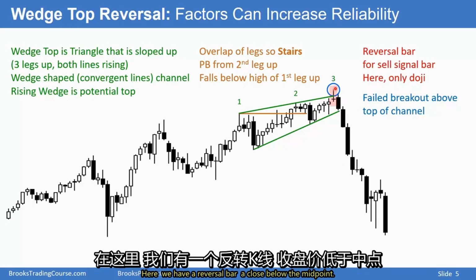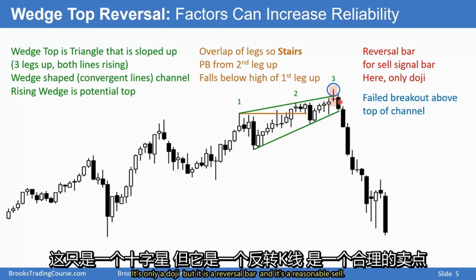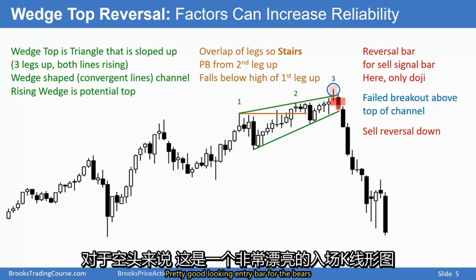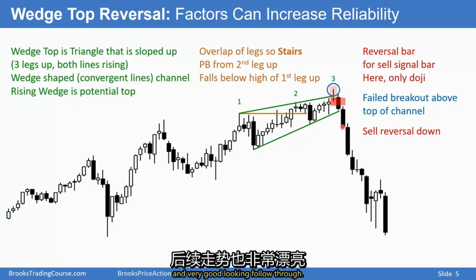Here we have a reversal bar, a close below the midpoint. It's only a doji, but it is a reversal bar, and it's a reasonable sell. Traders will sell with a stop just below the low of that bar and get filled here. Pretty good looking entry bar for the bears and very good looking follow through.